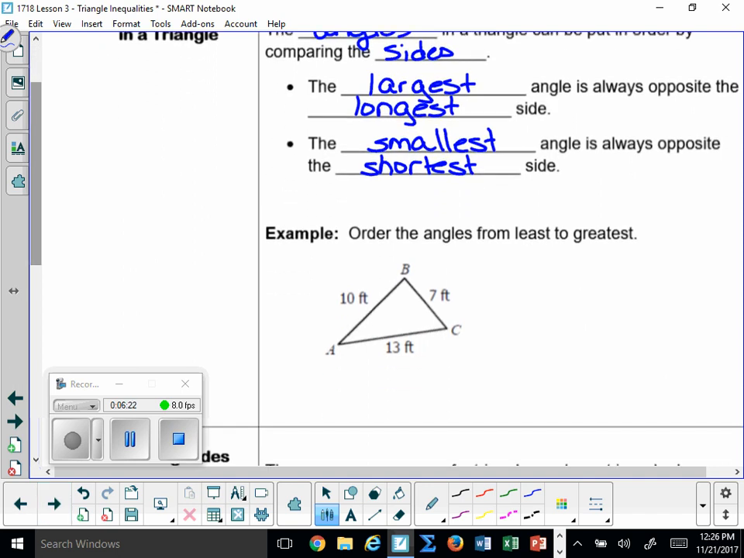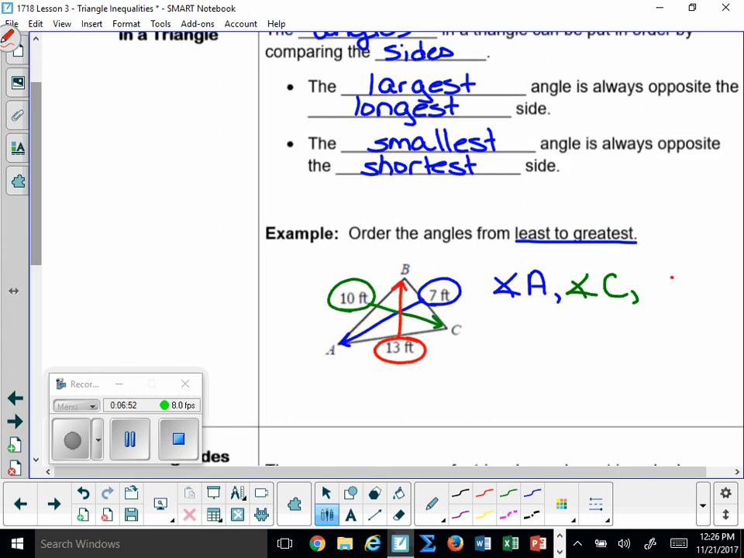We're going to order from least to greatest, smallest to largest. So looking at our side lengths here, which one is the smallest? 7 feet. Come straight across to the angle opposite, and angle A is the smallest angle. Next smallest value is 10. Come directly opposite to the angle, and you're looking at angle C. And last, our longest side is 13. Come straight across, and that's angle B.